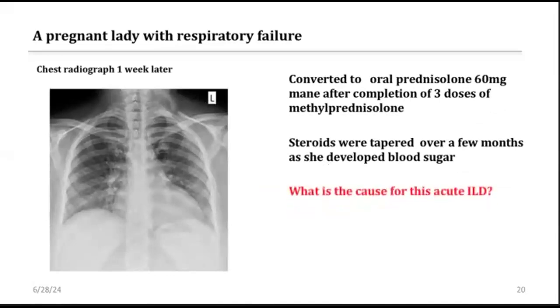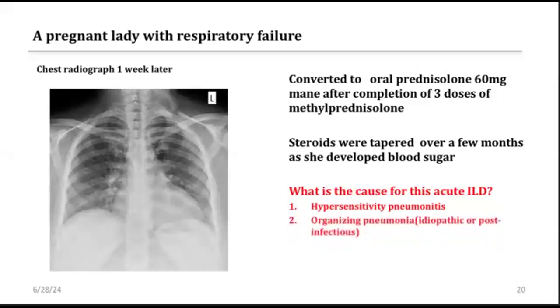So what is the cause of this interstitial lung disease or inflammatory lung disease? Because of the exposure at home and also the workplace, it could be hypersensitivity pneumonitis, acute to subacute, and also organizing pneumonia, post-infectious or idiopathic, or interstitial pneumonitis with autoimmune features or evolving CTD-ILD, or acute interstitial pneumonia.